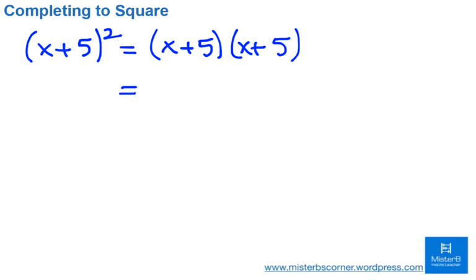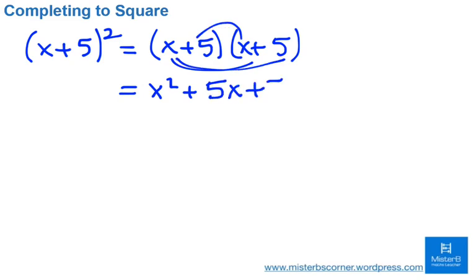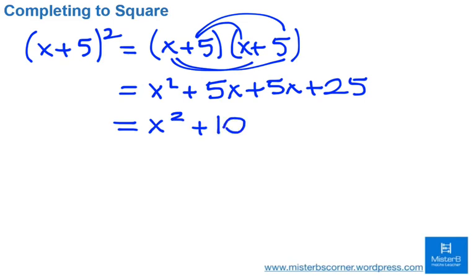Now let's quickly remember what happens when I expand this perfect square. Well, this means x plus 5 times x plus 5, which I would expand like x times x, x squared, plus x times 5, 5x, 5 times x, 5x, and 5 times 5, 25. And then I simplify as x squared plus 10x plus 25. Now notice that the number 5 is doubled here, so this is basically 2 times 5, right?